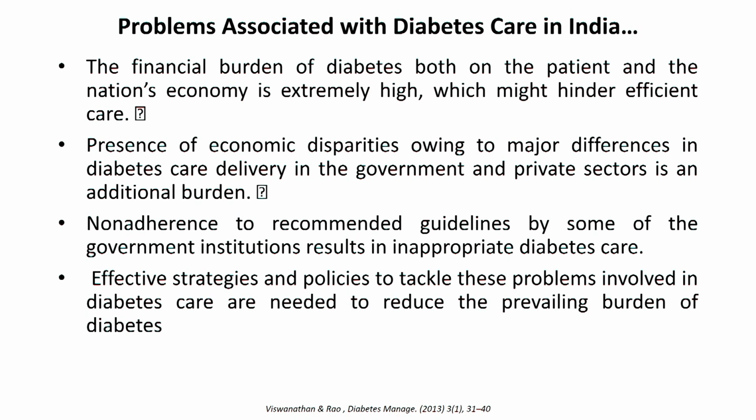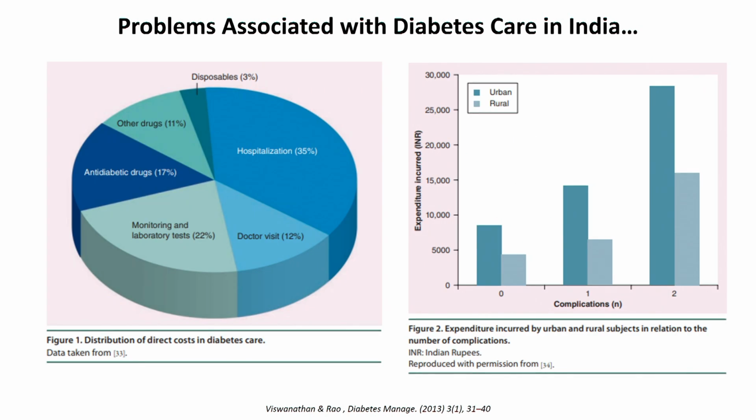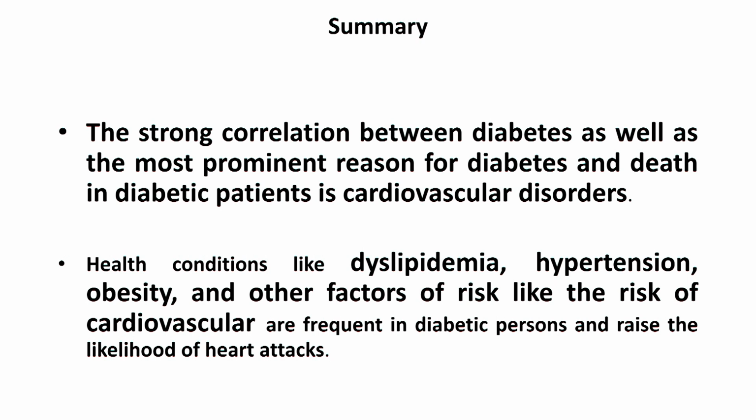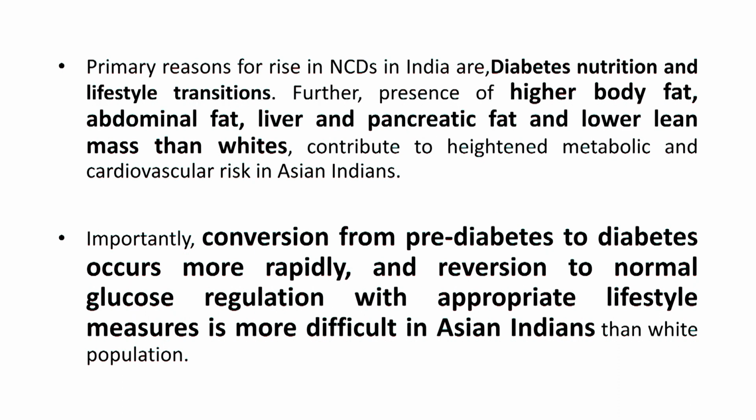It is the government's duty to give free treatment for everybody. Adherence to guidelines must be there. And the strong correlation between diabetes and CVD must be known to everybody. Health conditions like dyslipidemia, hypertension, obesity, and other risk factors must be addressed. Now, the prime reason for the NCD rise is nutrition and lifestyle, therefore higher body fat, abdominal fat, liver and pancreatic fat, any ectopic fat has to be controlled.